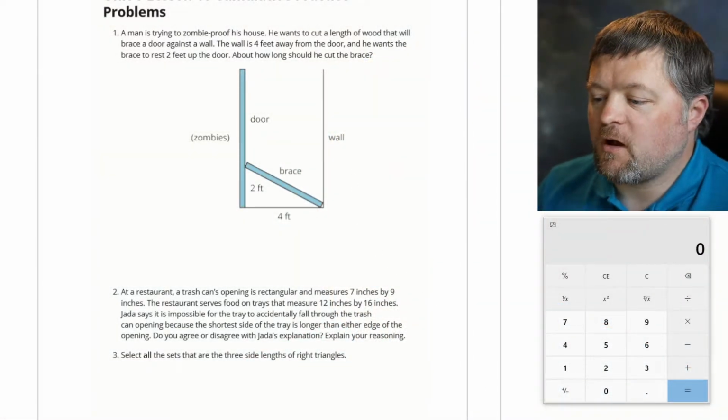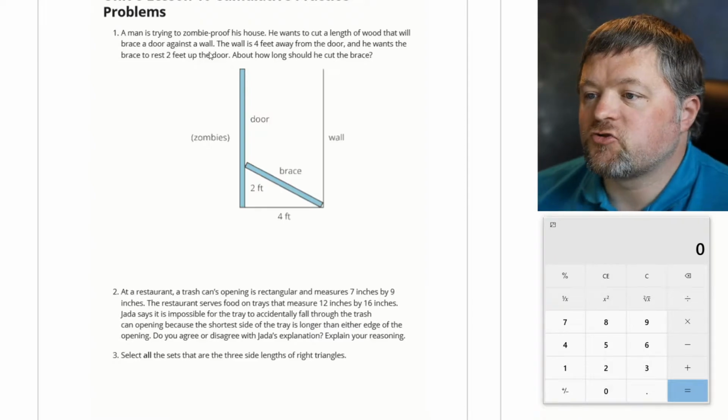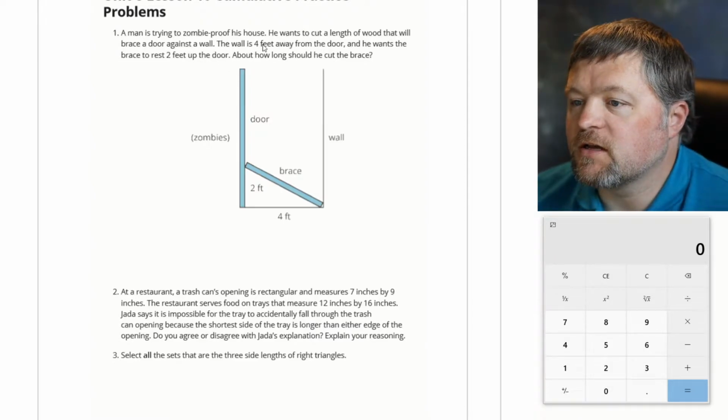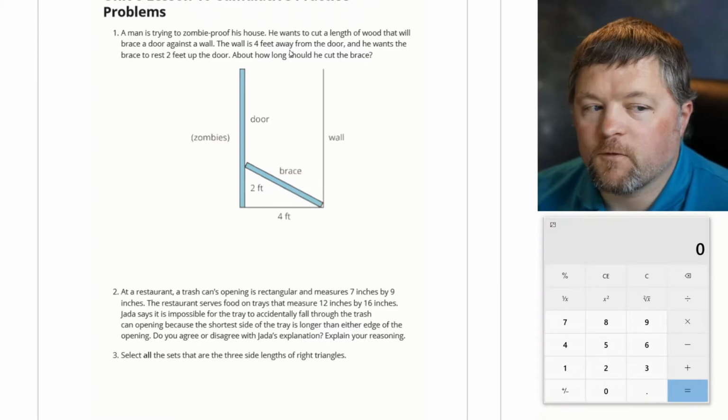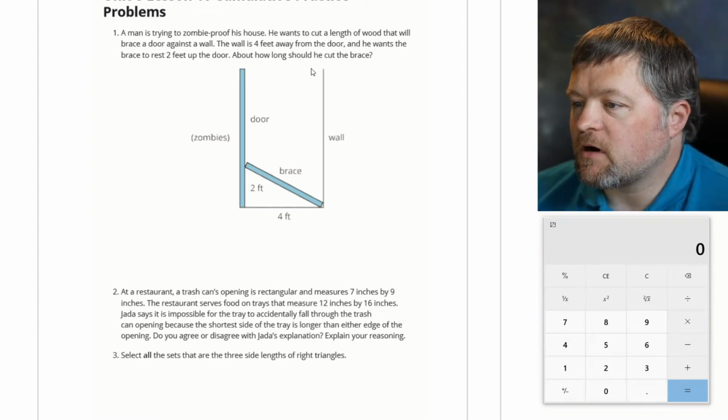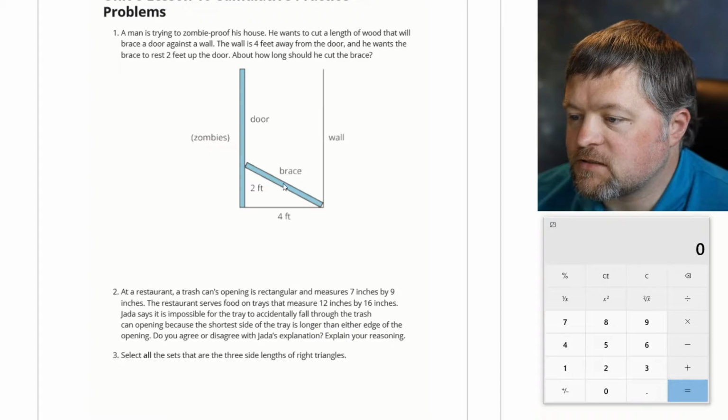Okay, our first problem here says a man is trying to zombie-proof his house. He wants to cut a length of wood that will brace a door against a wall. The wall is 4 feet away from the door, and he wants the brace to rest 2 feet up the door. About how long should he cut the brace?